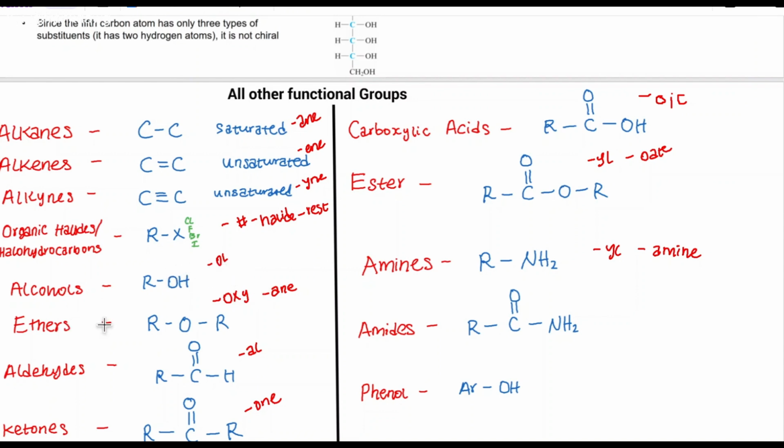And then ethers are a bit more complex. I didn't get into the naming, but it's the smaller chain. So if this is a smaller chain, like 1, 2, 3, 4, if this is 4, however this is 5, then it's the smaller one, oxy, and then the bigger one, ane. So for this example, it'll be 4 carbons. It'll be, I think, butoxypentane.